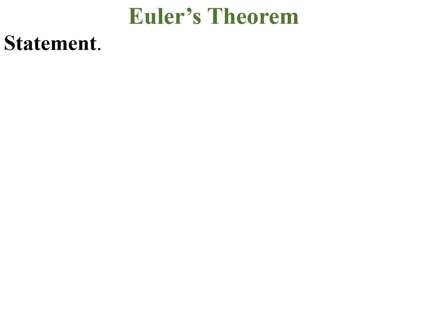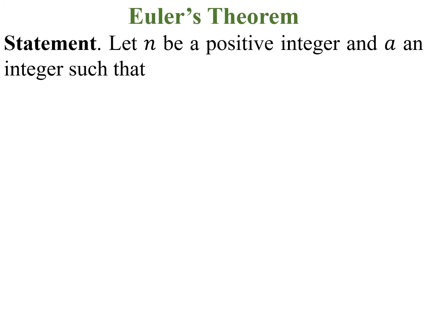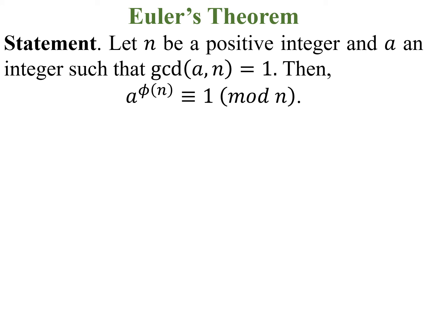Euler's theorem statement is: let n be a positive integer and a be any integer such that GCD of a and n is 1, meaning a is co-prime to n. A is relatively prime to n, they have no positive integer as a common factor other than 1. Then a raised to phi of n is congruent to 1 modulo n. Okay, how can we get this?